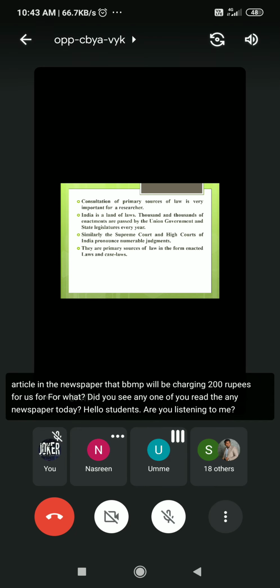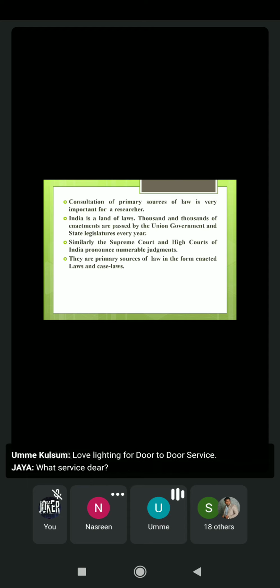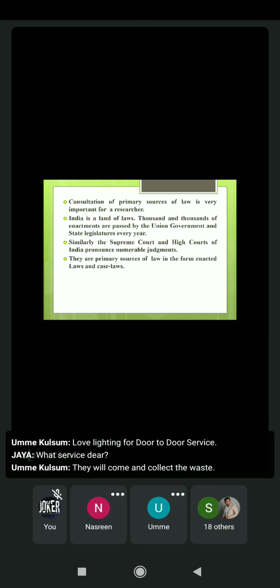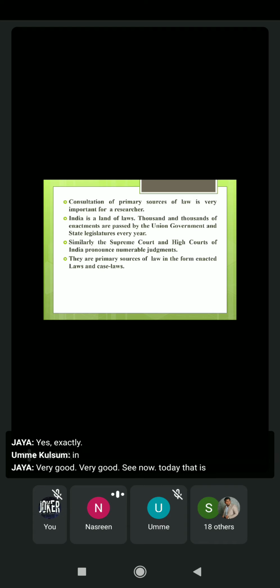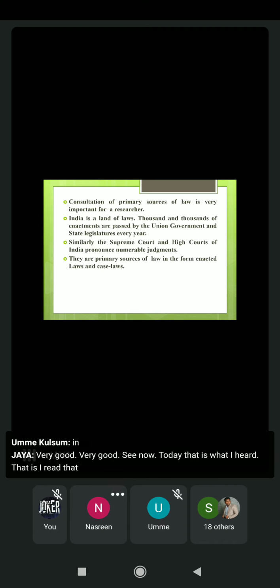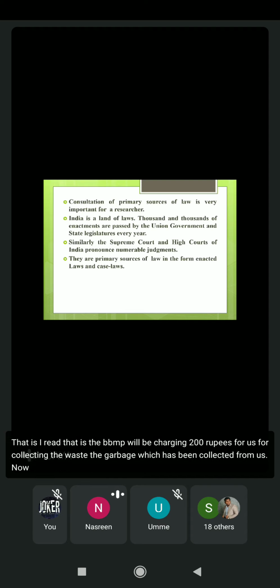Ma'am, I think for door-to-door service. What service, dear? They will come and collect the waste. Yes, exactly. Very good. See now, that is what I heard, that BBMP will be charging 200 rupees for collecting the garbage from us. Now we have to give 200 rupees for that also.